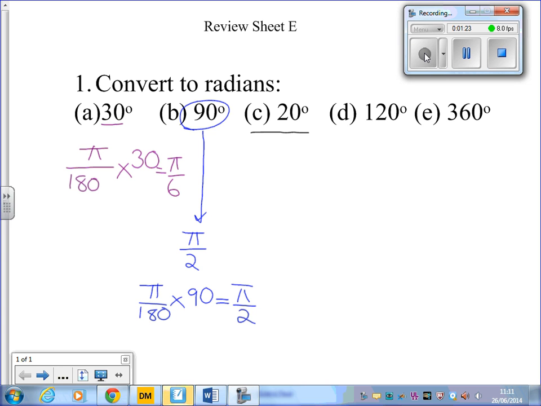See then, exactly the same method. I want to end up in radians. Because I want to end up in radians, do pi over 180 and times it by the angle of 20. If I cancel this down, my answer is pi over 9. I won't do D and E because they follow the same pattern.